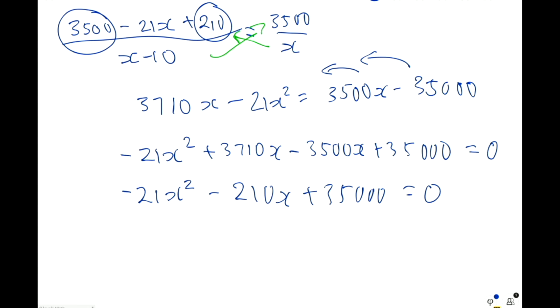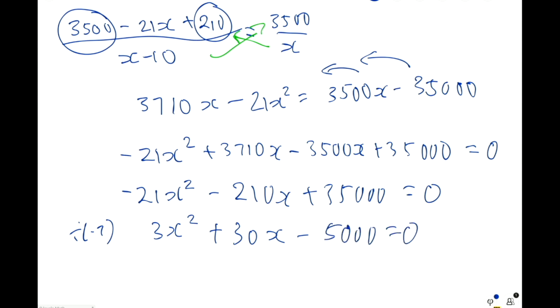Okay, so once I reach this part, I divide everything by -7. So I get 3x squared plus 30x minus 5,000.